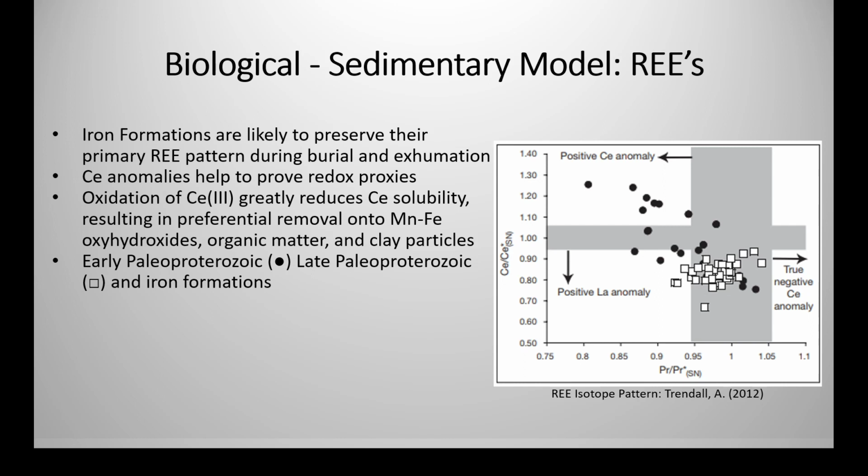The oxidation of the Ce3 is greatly reduced, including for Ce solubility, which is resulting in the preferential removal of the iron and manganese oxyhydroxides, organic material, and clay particles.